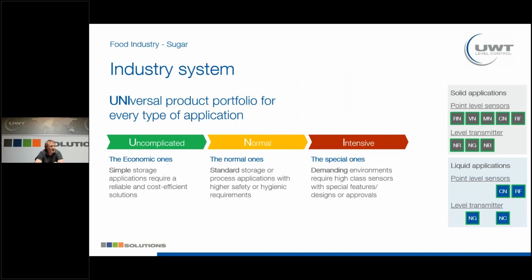And what we need also, we have a very universal product portfolio, so for every type of application. The applications we can classify into three different ones. This is what we call the UNI, our universal product portfolio. On the one hand, we have uncomplicated applications, where we need economic solutions. These are simple storage applications, and they require a cost-efficient solution.